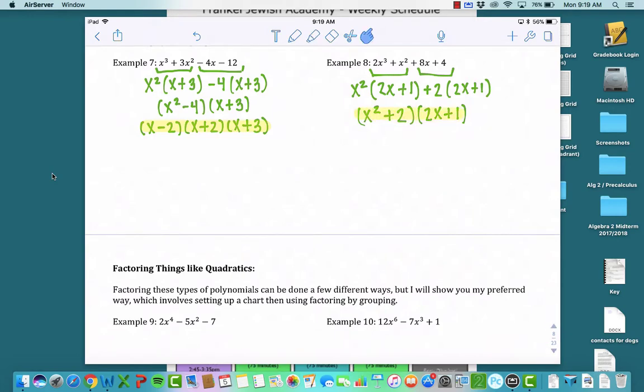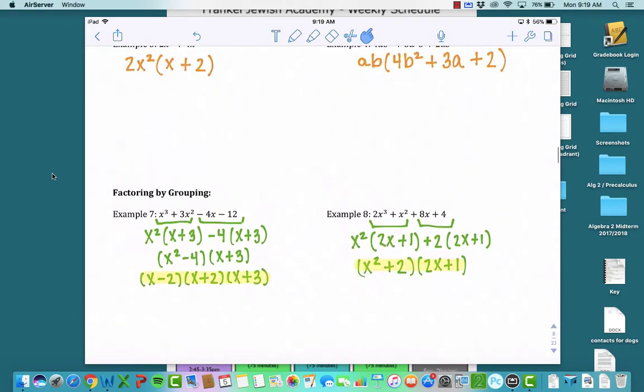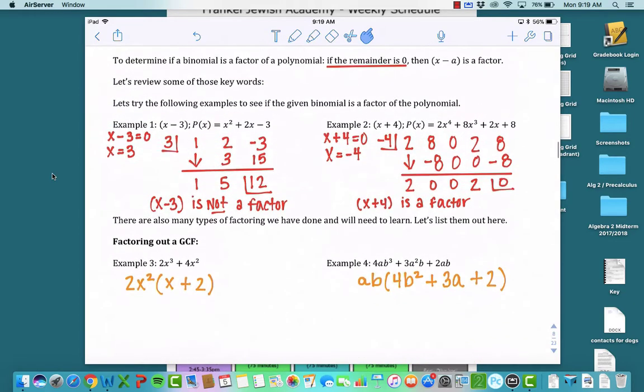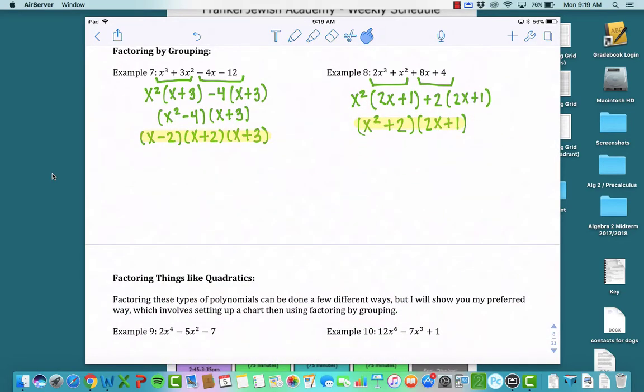Did I skip example numbers? Oh, I totally did. Whatever. So that is factoring by grouping.